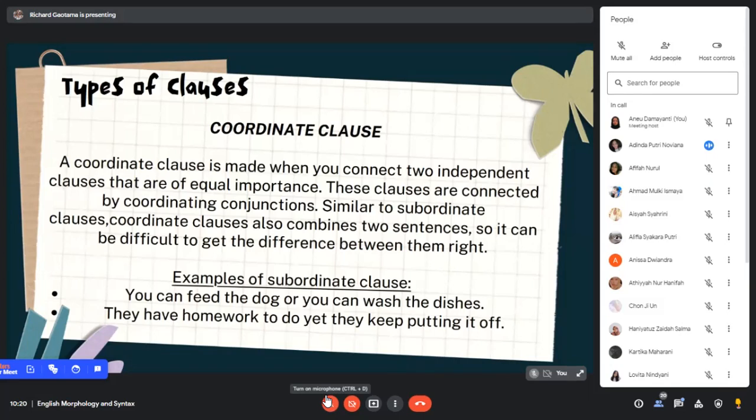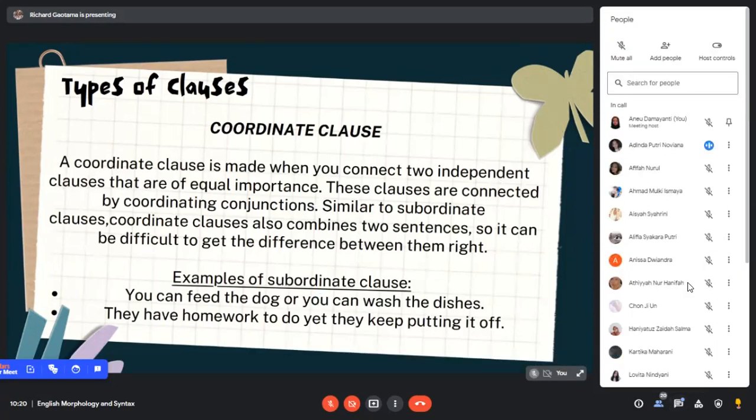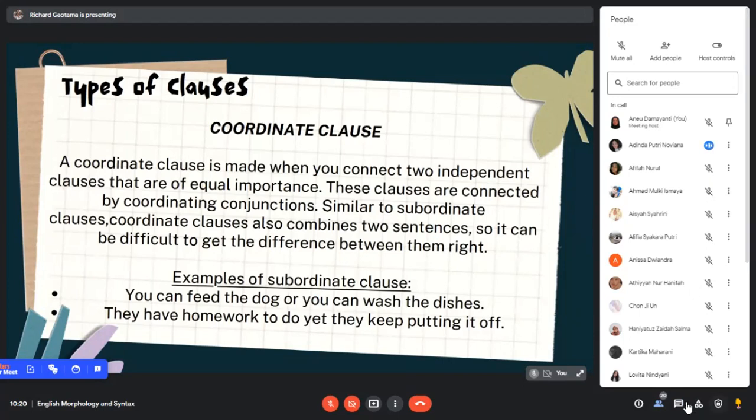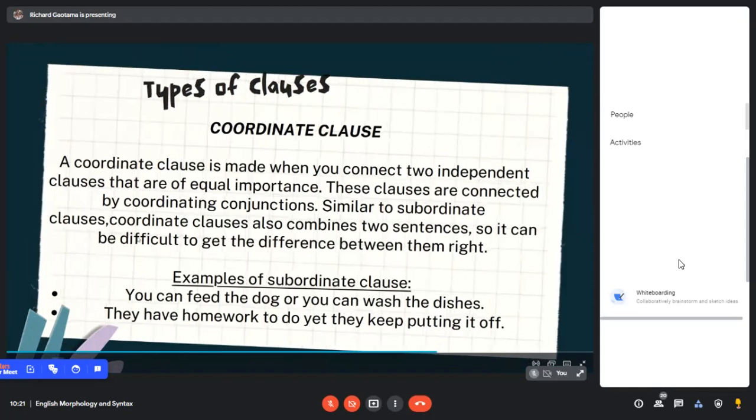Sitting happily, the chicken laid eggs. The chicken who was busy laying eggs sat happily. There are the example that I didn't put on the PowerPoint. And the other is you can feed the dog or you can wash the dishes. They have homework to do, yet they keep putting it off. Okay, so next, please.